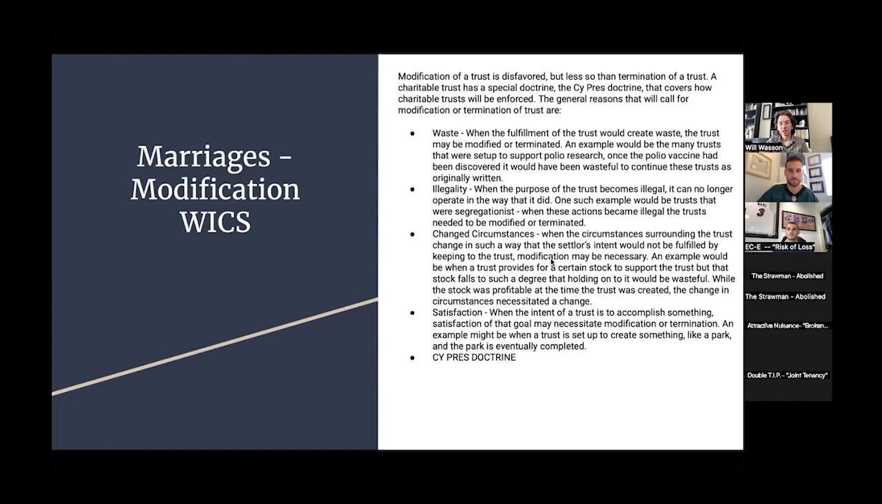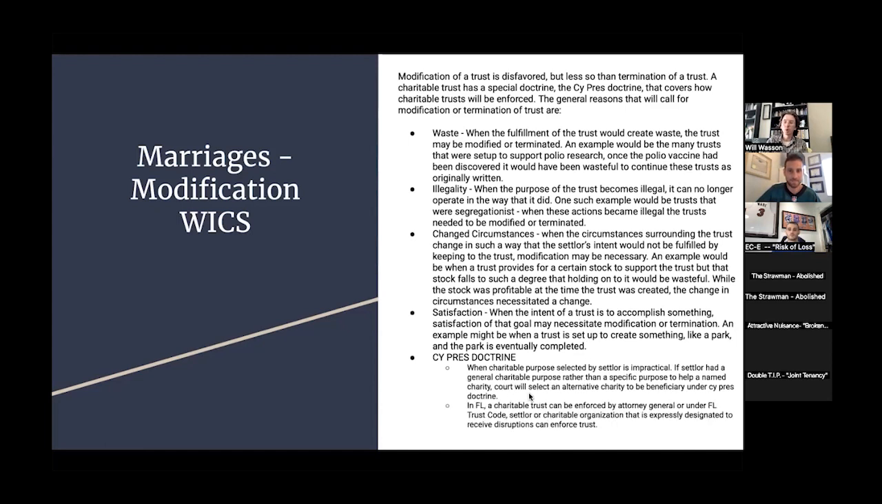And then the last thing we need to talk about is the cy pres doctrine, which Andrew wanted to talk about a little bit earlier. When a charitable purpose selected by a settlor is impractical, and the settlor had a general charitable purpose, the court will select an alternative charity when that charitable purpose is no longer necessary. This goes back to the polio example. The cy pres doctrine would probably apply to these polio trusts.